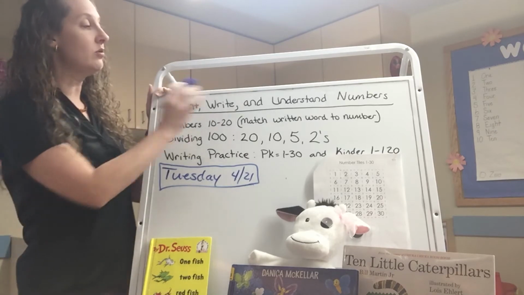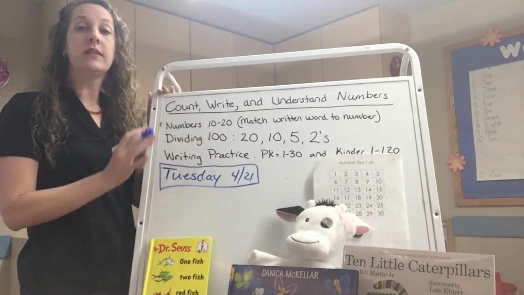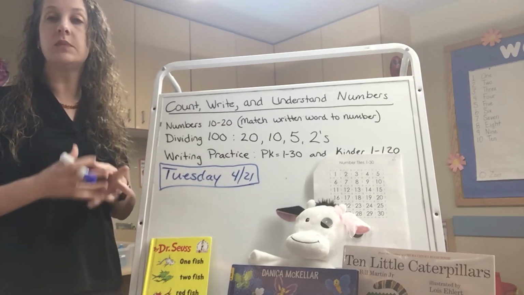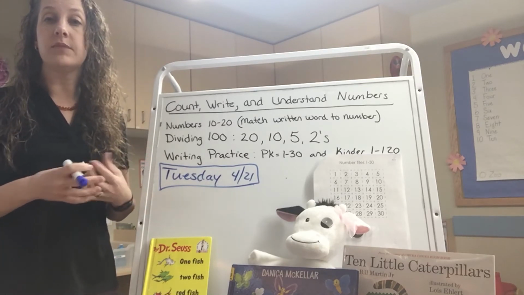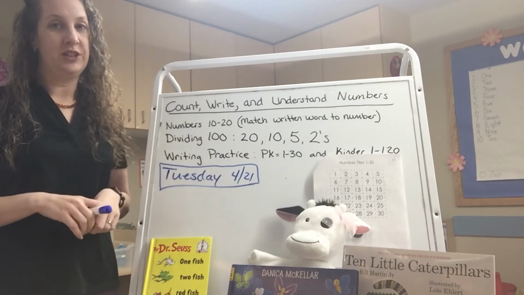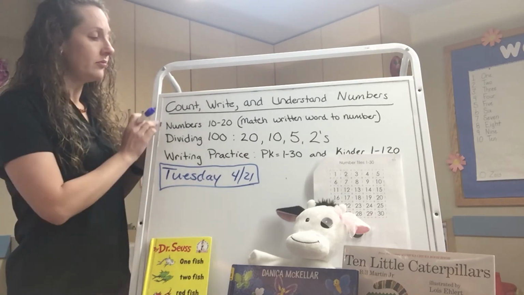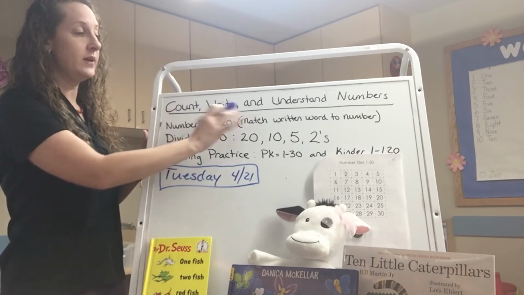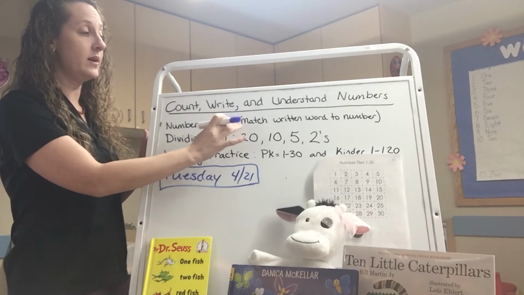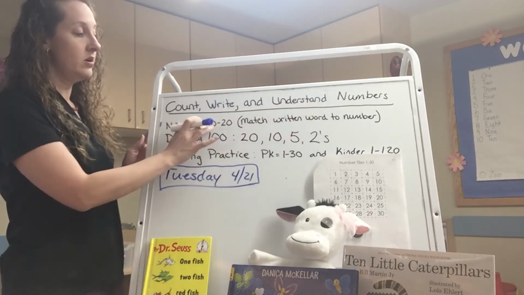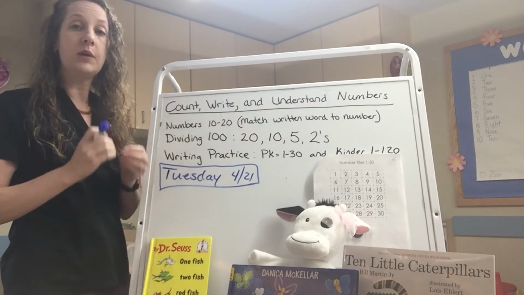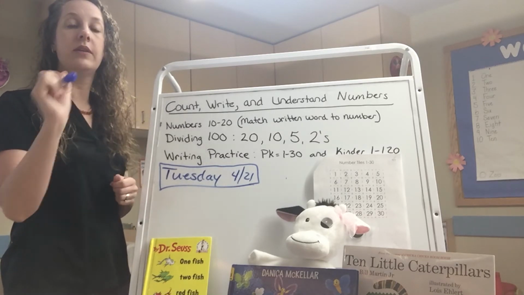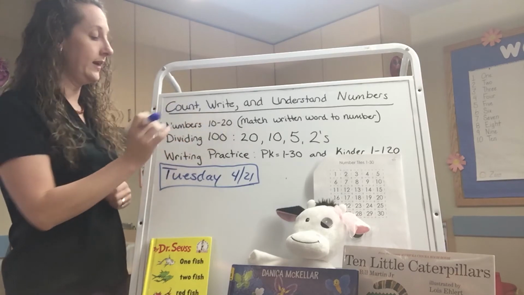All right, so count, write, and understand numbers. We've been talking about, like yesterday, that we see numbers everywhere: speed signs, cost of items, everywhere, including in math class. So this week I want kindergarten to work on, like we worked on yesterday for Monday, matching the written word to the number 10 through 20. Keep working on that each day. I also want you to write the number and the word.